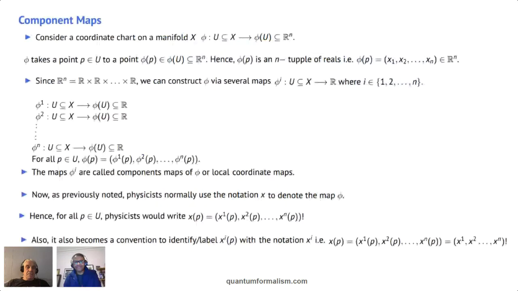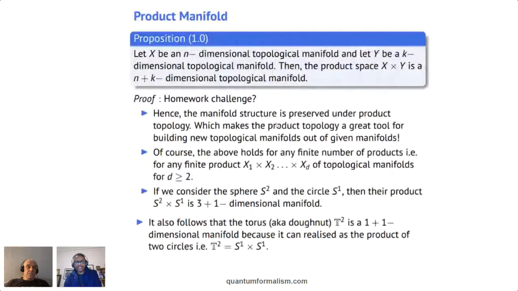Okay, another thing. So this is a homework challenge before I move on. It's not that easy, but it's not that hard really. It's more time consuming, I would say, than difficult. So I would encourage you to try to see this, even if it's just for two manifolds, and then if you can generalize it to more, that's even better.